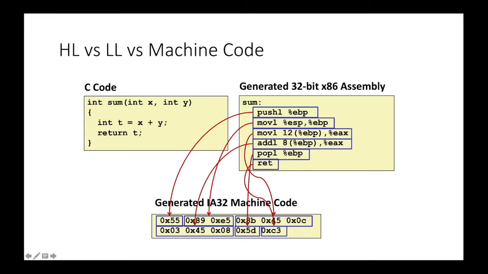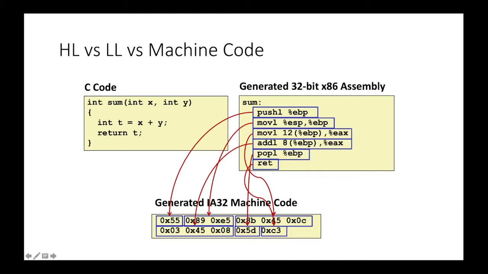We have a label sum, which is the function name, followed by 6 assembly instructions. Each line is a single assembly instruction. The first machine instruction is pushl %ebp register. Anything beginning with the percentage symbol is a register name. The second instruction is movl %esp, %ebp. The last instruction is simply a return instruction.